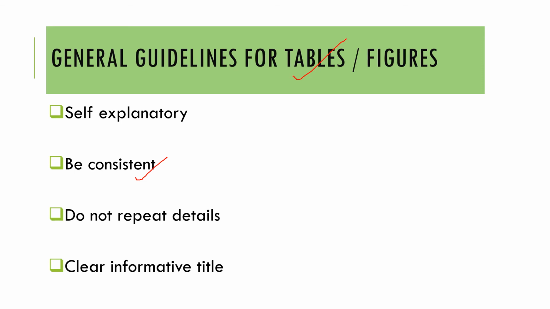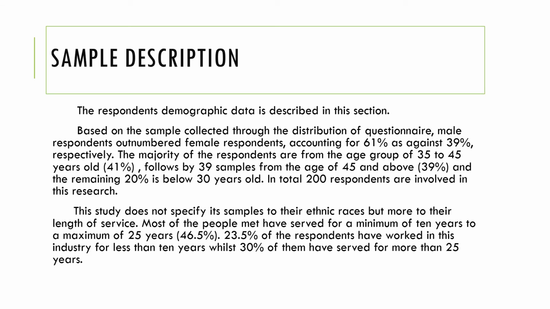I'm just reminding you, as you know. So this is the sample description. For example, you have your 4.2 under the respondents. Maybe you want to present your table first and then talk about the respondents or the samples that you have for your study. So the respondent demographic data is described in this section, for example, and then below this you can have your table, and then these are all your description. So you don't have to make it long.